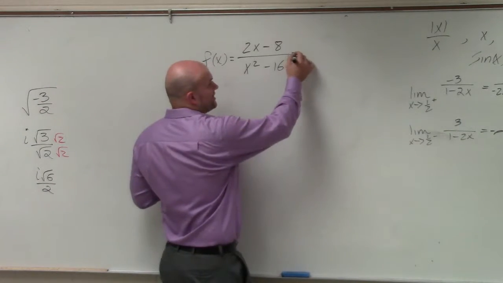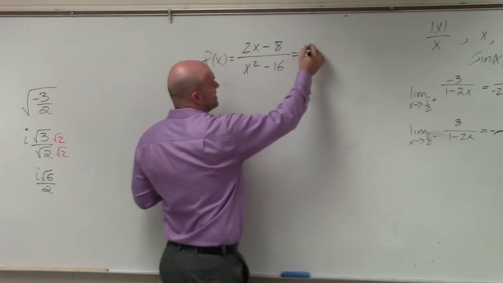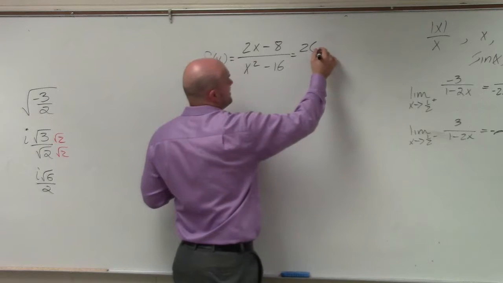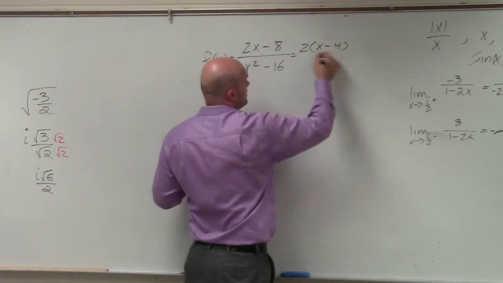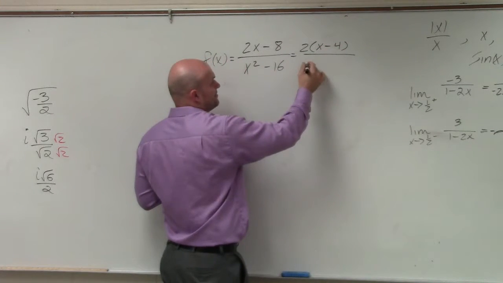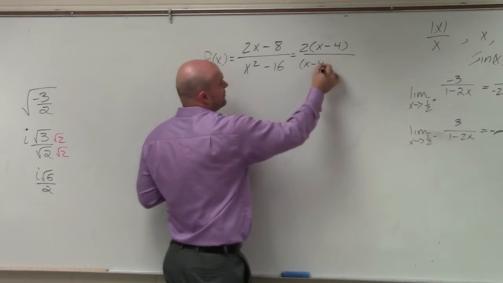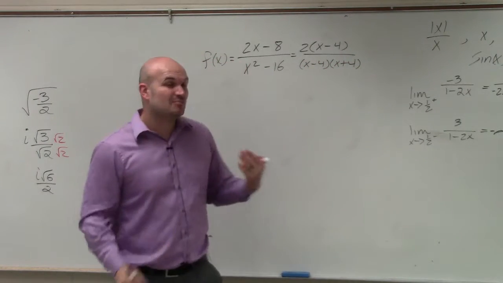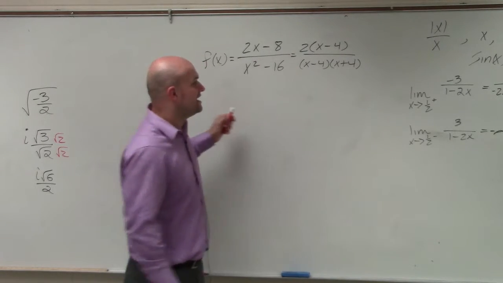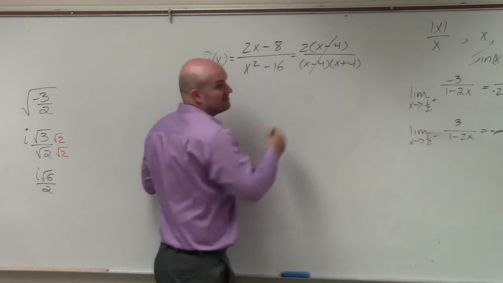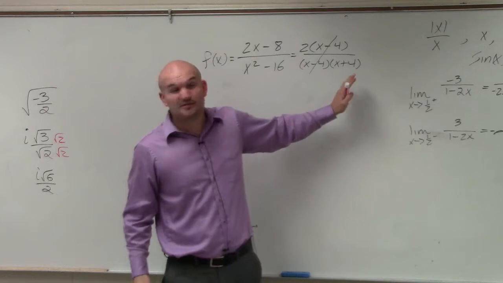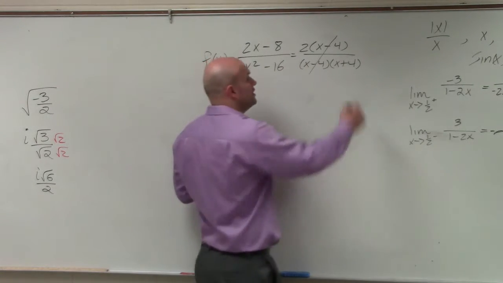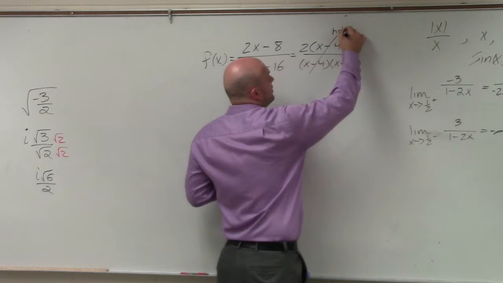So what we can do then is factor our numerator and our denominator. If I factor out my numerator, I factor out a 2, I'm left with x minus 4. And if I factor out my denominator, I'm left with x minus 4 times x plus 4. That's really, really important because now you can see that the x plus 4s divide out. Since those divide out, they're not an asymptote. They're still a discontinuity, but it's not an asymptote. It's now called a hole.